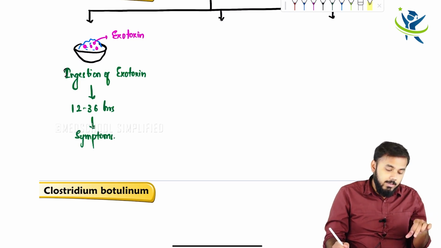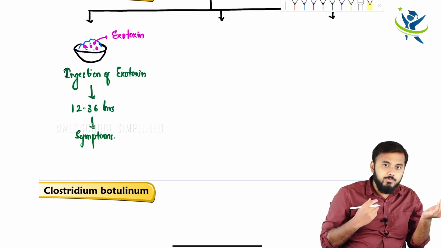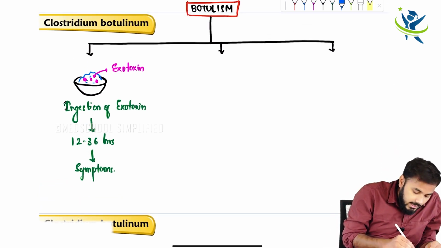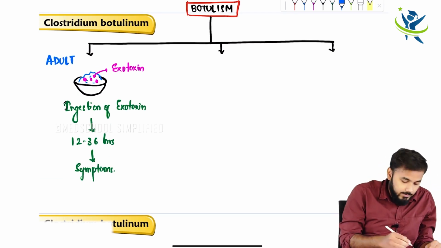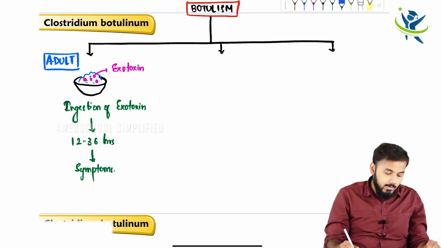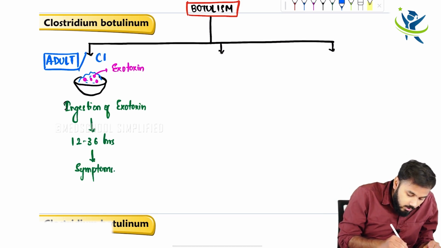Right. So this type of botulism, where the symptoms appear 12 to 36 hours after ingestion of the food containing exotoxin, is called the adult form of botulism. This is called the adult form of botulism, or this is also called the classic form of botulism.